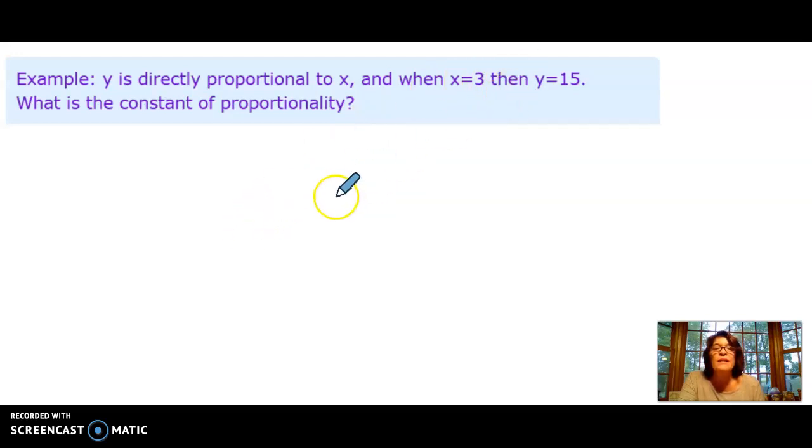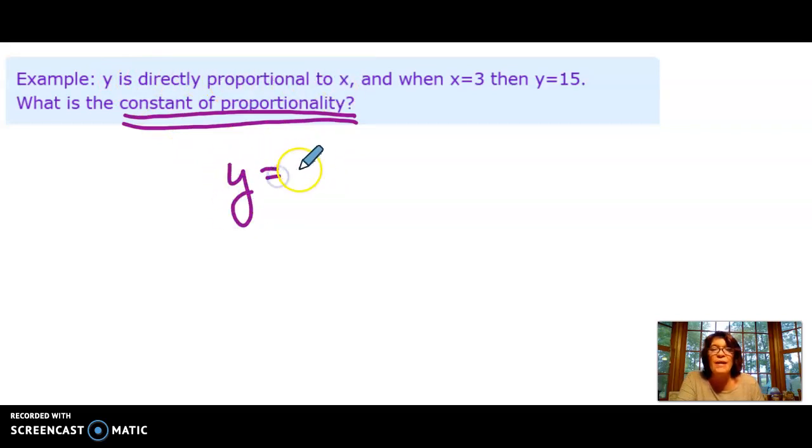For example, if y is directly proportional to x, and when x is 3, y is 15, we want to know that constant. Remember, it said it's increasing at a constant rate. What is that rate? When I know that y is directly proportional to x, then I know that y equals some number k times x.